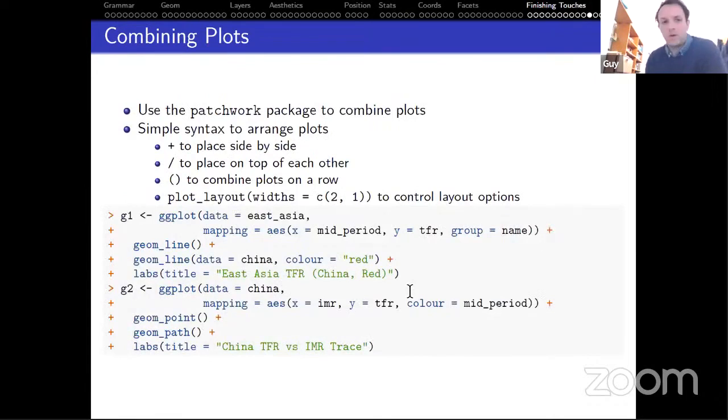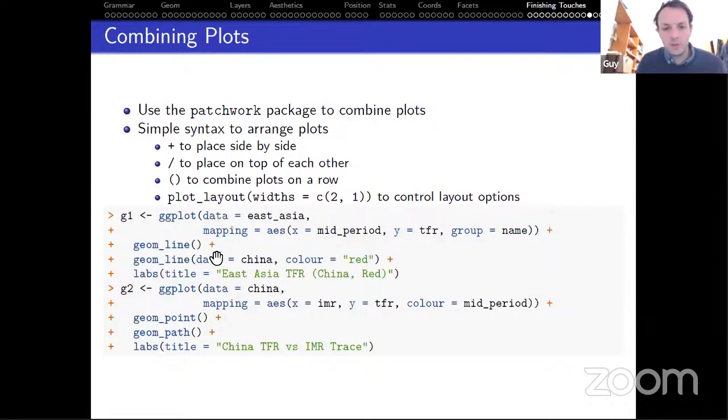Okay, then a final bit on combining plots. So far we've just created single plots at a time, or maybe facet plots. But it might be that you have plots of different types that you want to combine. And for that, the patchwork package is very, very useful. It allows us to combine plots using the plus to put them side by side, or the divide to put them on top of each other. To put them in rows, we can use brackets. And then we can control the layout using plot layout.